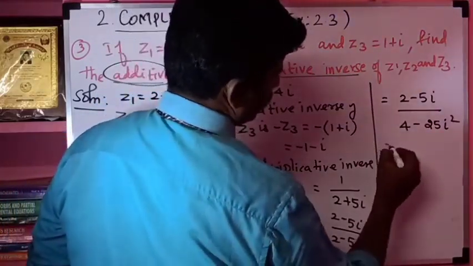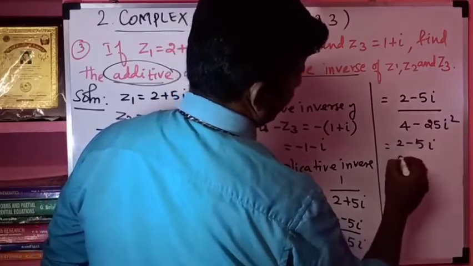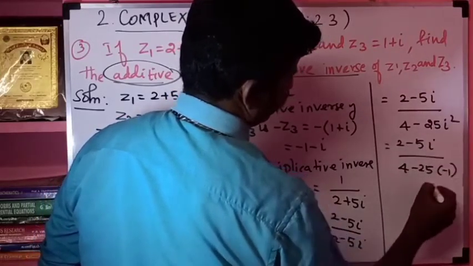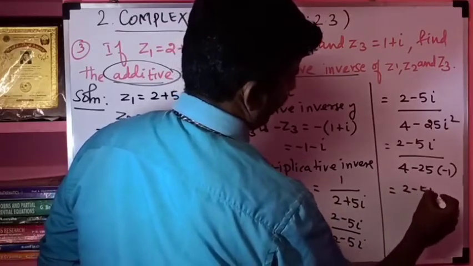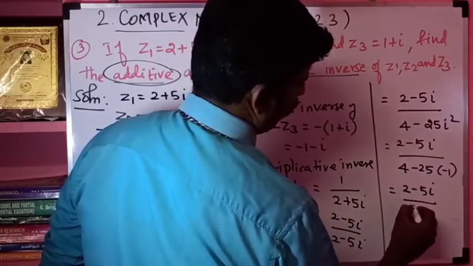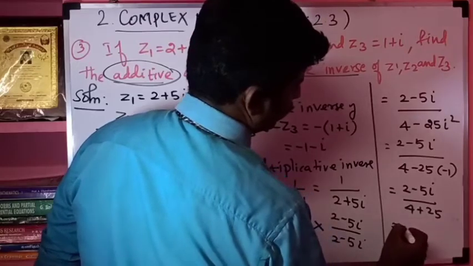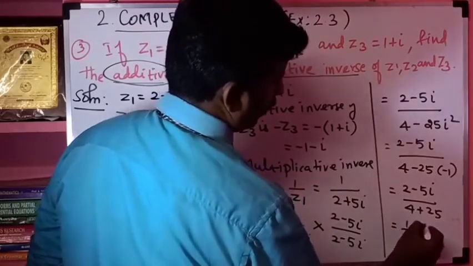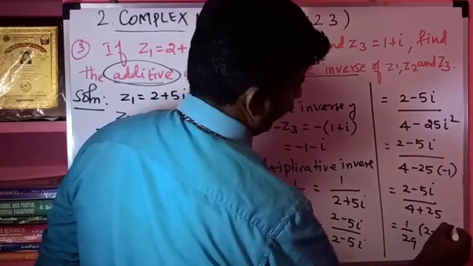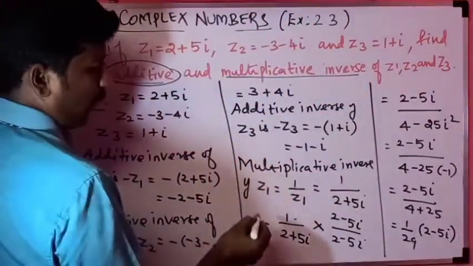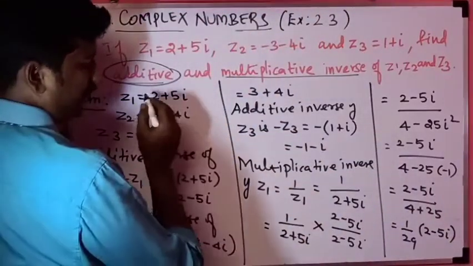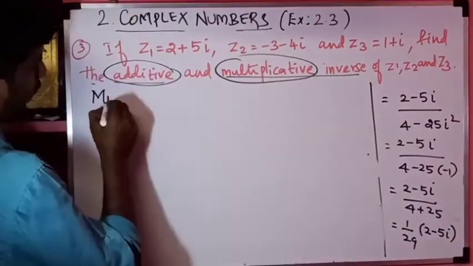So this is 2 minus 5i, right? Divided by 4 minus 25, and this is minus 1. So 2 minus 5i, and 4 plus 25, which is equal to 1 by 29 into 2 minus 5i. Right? This is the multiplicative inverse of Z1. And then we find the multiplicative inverse of Z2 and Z3.